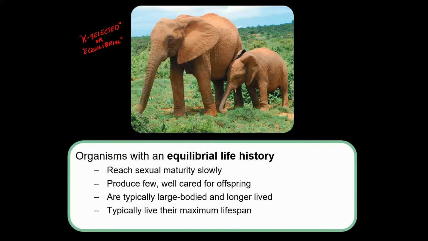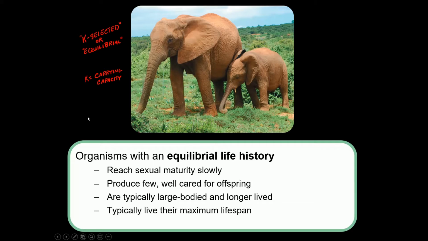Whereas an equilibrial K-selected species, K is math speak for the carrying capacity, so we call them K-selected because they tend to stay at a population number right around the carrying capacity. This is also why they're called equilibrial. They're in equilibrium with their environment. These K-selected equilibrial species, once they get past immaturity, once they get past being a kid, typically live their entire lifespan. So they have high mortality rates, relatively, when they're young, but if you get past a certain age, you will probably make it to your full lifespan. So elephants are a good example of this.